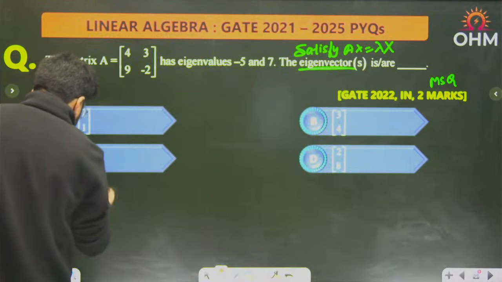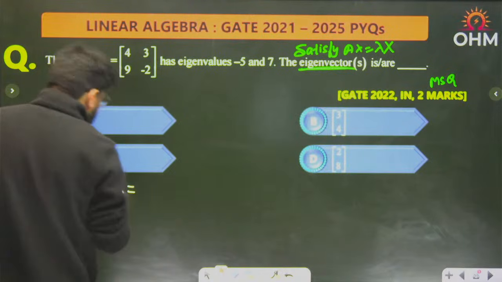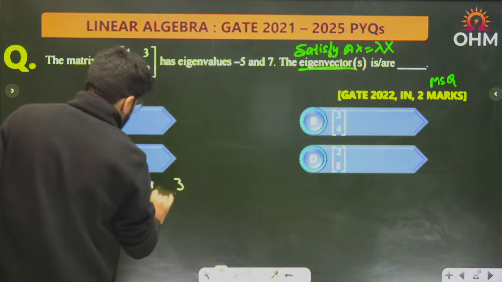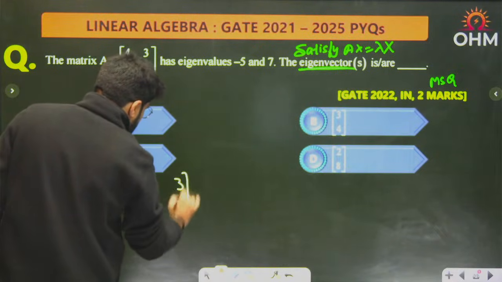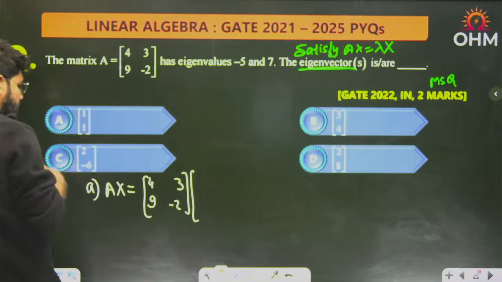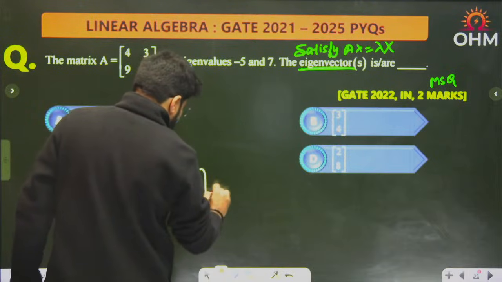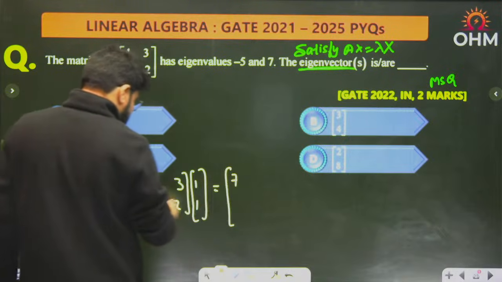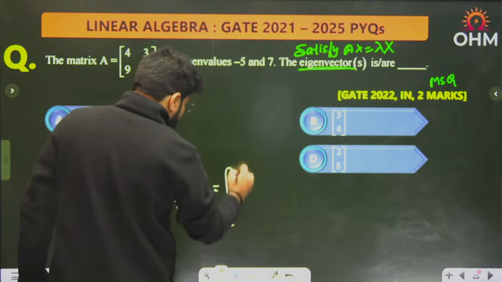Suppose I start with option number A. What is AX? A is the given matrix 4, 3, 9, -2, multiplied by X, the vector of the given option, 1, 1. Now you see the result. First row with this first column, 4 plus 3, 7. Then 9 and -2, 7.